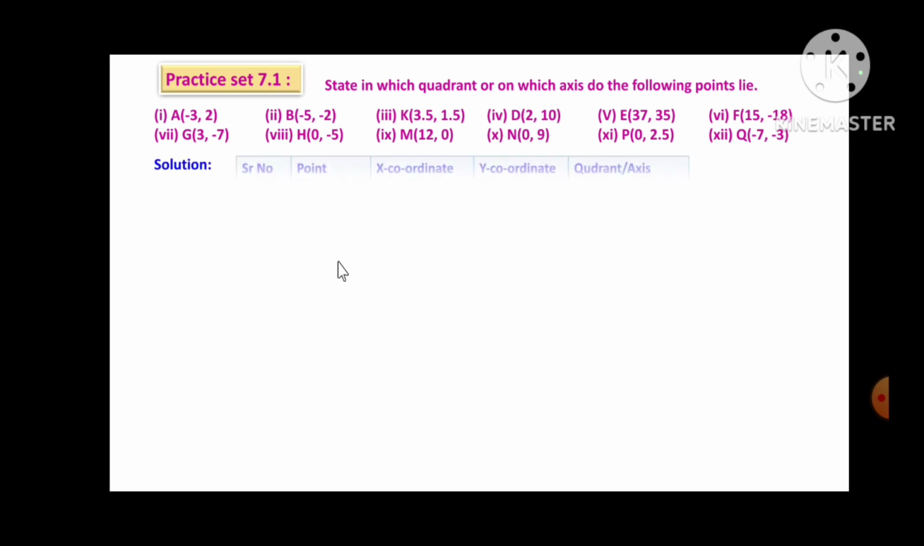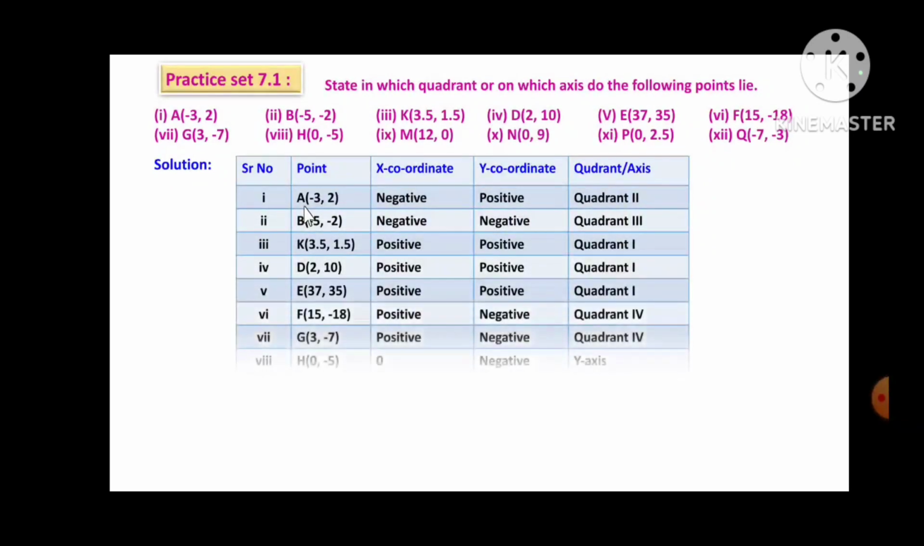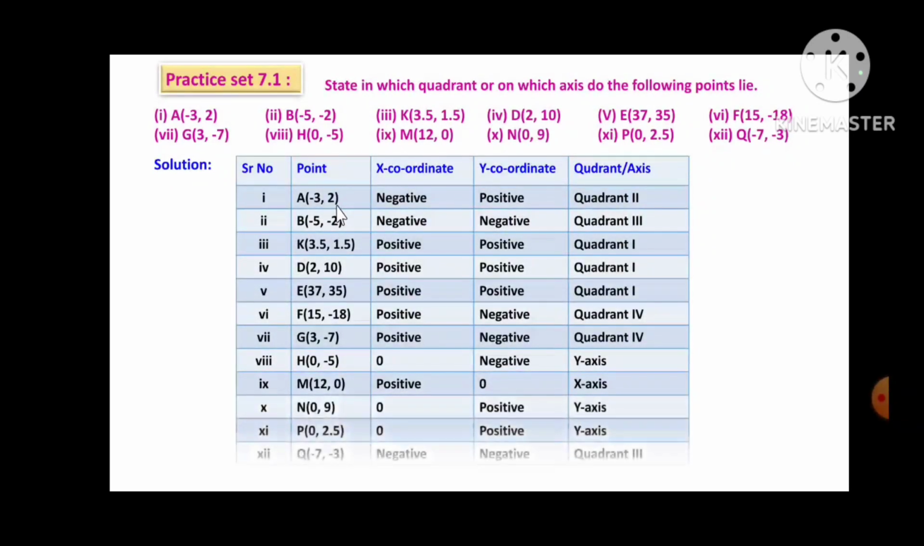First point is A (-3, 2). Means the x-coordinate is negative and the y-coordinate is positive. So it is lying in the second quadrant. Point B (-2, -2). Both the coordinates are negative, means it is lying in the third quadrant. C (3.5, 1.5). Both are positive. Therefore, it is lying in the first quadrant.